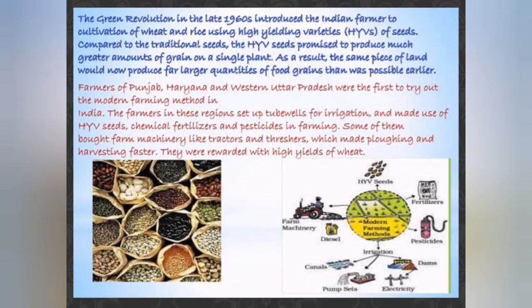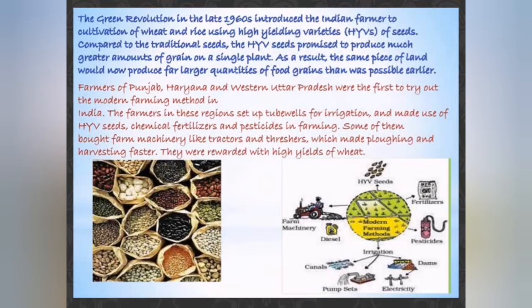So the Green Revolution used many modern methods of production. First one, use of HYV seeds, high-yielding variety seeds. Second, use of modern farming methods. Third one, use of chemical fertilizers and pesticides. Fourth one, use of modern irrigation facilities, and last one, modern tools of agricultural production.